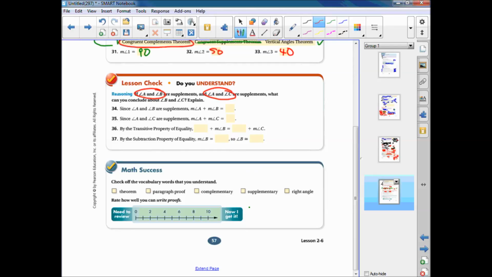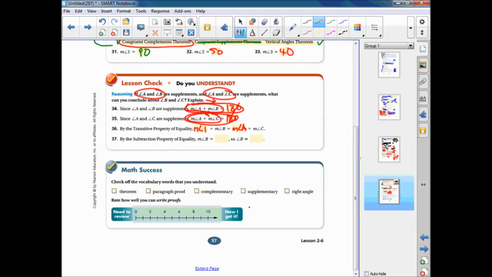So let's do 34. Since angle A and B are supplements, then the measure of angle A plus the measure of angle B should add up to 180. Since A and C are supplements, the measure of angle A plus angle C should be 180. And by the transitive property of equality, reading this way, these two add up to 180, and reading that one the opposite direction, 180 equals those two, we can cut out the middleman of 180 and say that the measure of angle A plus B equals the measure of angle A plus C.